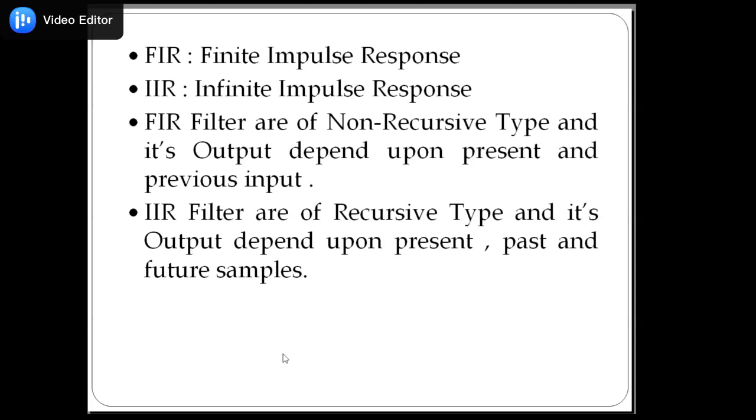FIR filters are of non-recursive type and their output depends upon the present and previous input samples. IIR filters are recursive type and their output depends upon present, past and future samples. A recursive function is a function that calls itself during its execution. This enables the function to repeat itself several times, outputting the result at the end of each iteration.